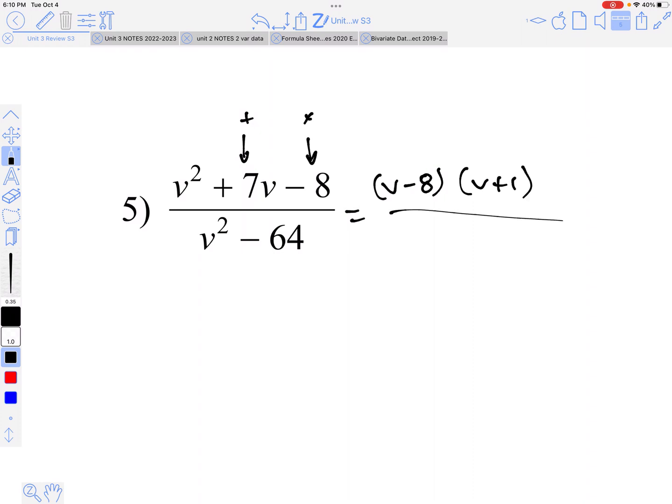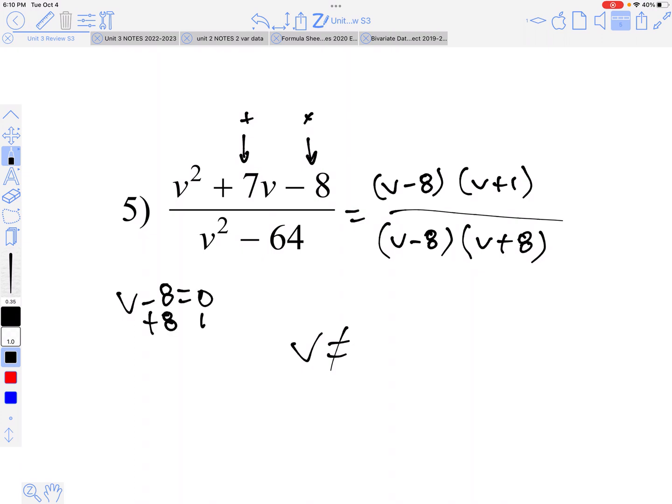Now the denominator is a difference of squares. So I think what's the square root of 64? It's going to be v minus 8, v plus 8. So before I go around simplifying, I'm actually going to find the excluded values first here. So you can either set the denominator equal to 0, each factor equal to 0. That'll help you find the excluded values.